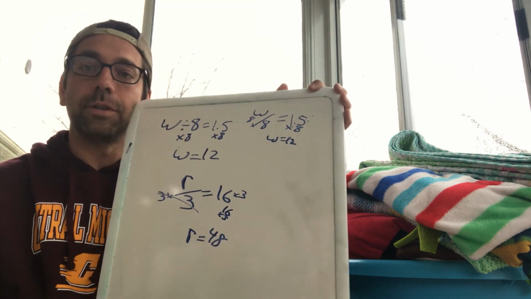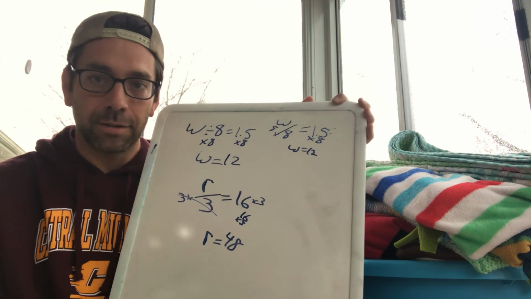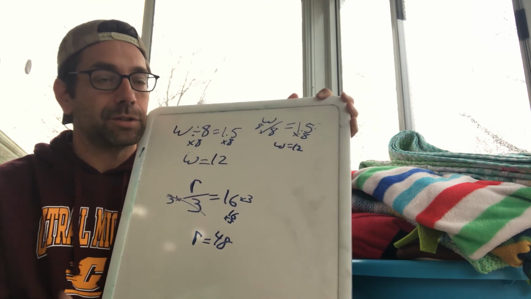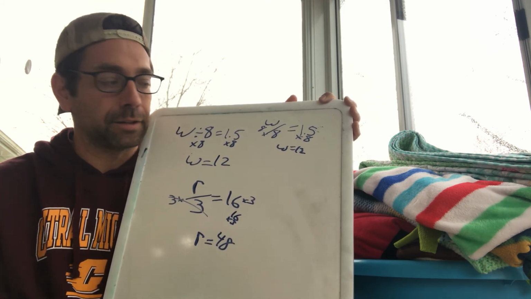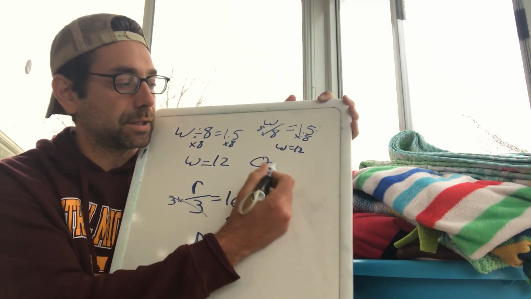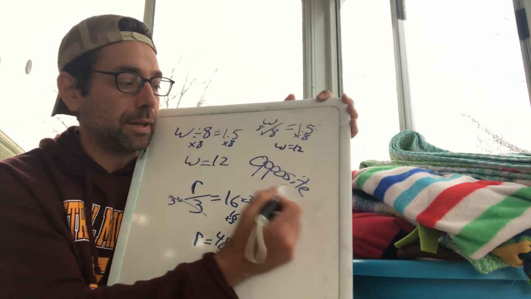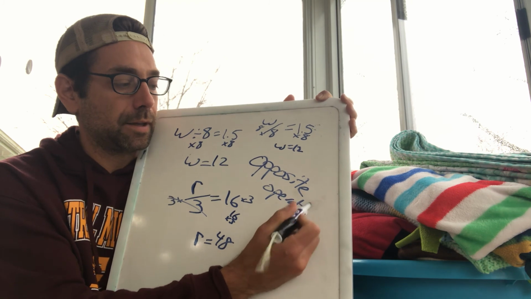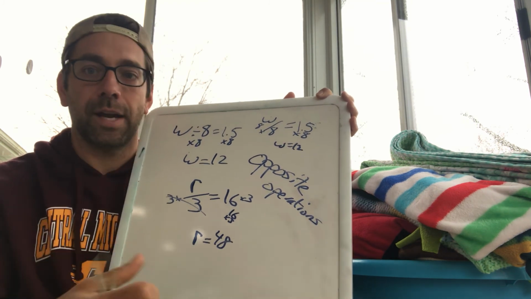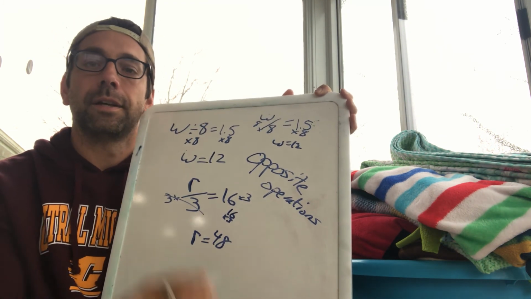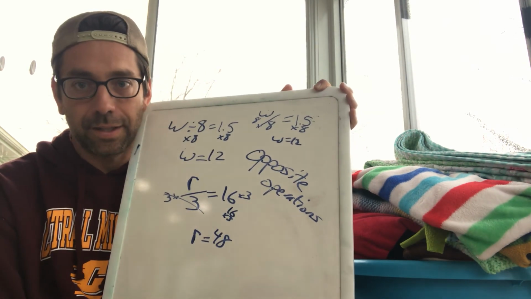Okay? So when you're doing algebra, sometimes you're going to know the answer just by looking at it. Other times you're going to have to do a little bit of work. Okay? And that little bit of work is going to be using what's called opposite operations. Okay? If you see add, you're going to want to subtract to find the answer. If you see multiply, you're going to want to divide to find the answer.